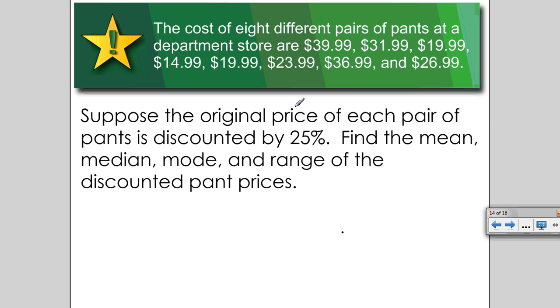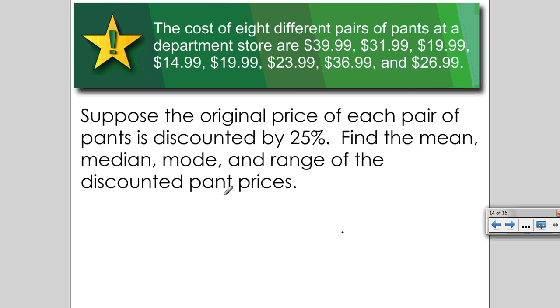Right here, the cost of 8 different pairs of pants at a department store: $39.99, $31.99, $19.99, $14. Suppose the original price of each pair of pants is discounted by 25%. Find the mean, median, mode, range of all the discounted prices of pants.